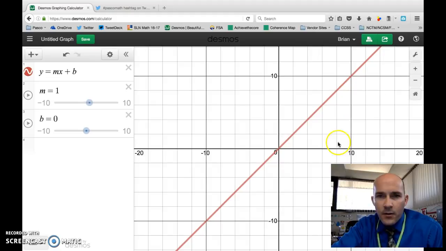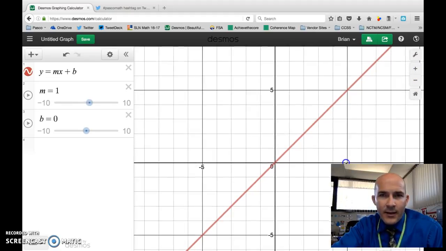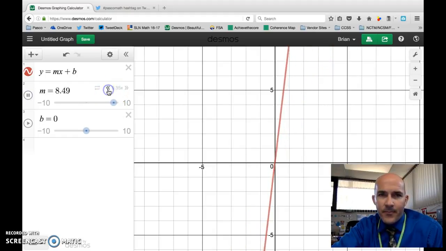And so the cool part is now that we have the sliders going, you can do something as simple as hit play. And we can really just say, all right, we're trying to explore what does m do to this equation? This is m equals 1, and this is what it looks like. And you can hit play. I'm going to slow it down a little bit.